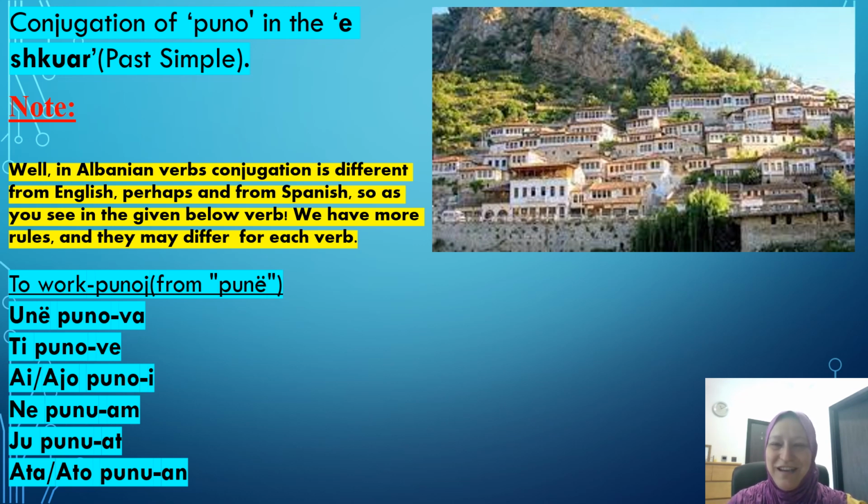The picture that you see here is from the city of Berat. The city of Berat is one of the cities that is protected under UNESCO in Albania. There are many sites in Albania that are protected under UNESCO because they are very old and they carry on their shoulder the history of Europe.